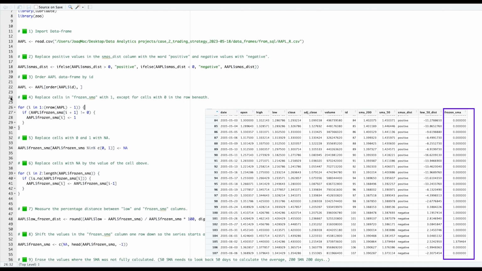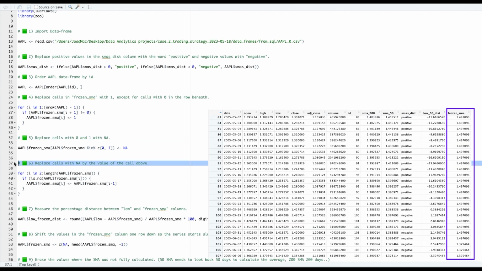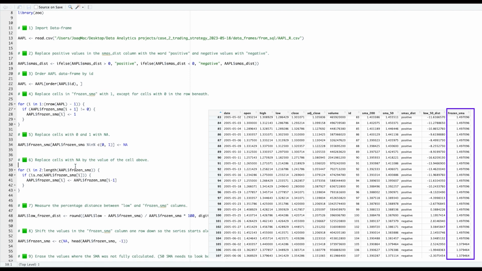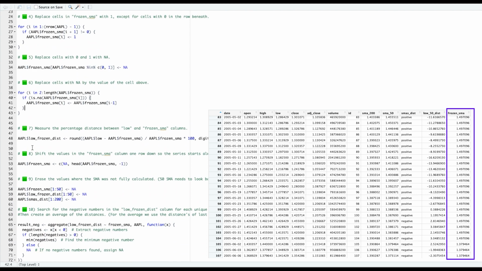In this step, I changed all values to the number 1, except for values with a 0 beneath. If you recall, the cells that have a value of 0 was because the distance between the low and the 50 SMA got negative. So the values that have a 0 beneath are the values of the 50 SMA right before price went below it. In step 5, I replaced the values of 0 and 1 with NA. In step 6, I replaced the cells with NA with the value of the cell above, filling the series and completing the reference line that will be used to calculate the averages.